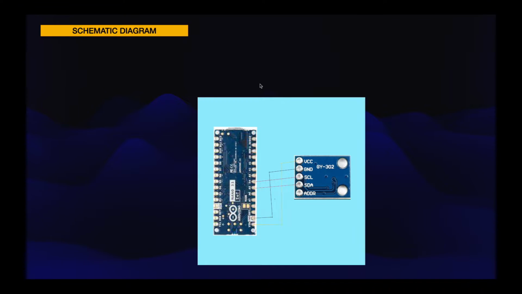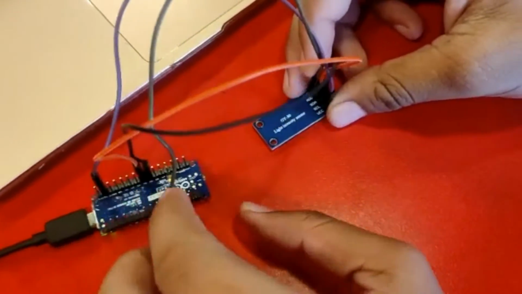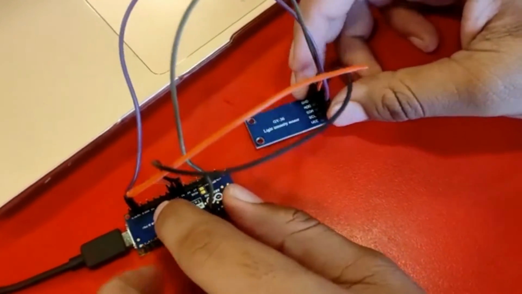This is my schematic diagram. You may have a look. The BH1750 sensor, also known as GY30, is a light intensity sensor that will sense sunlight exposure. So moving on to the circuit part of the system, we have one of these.